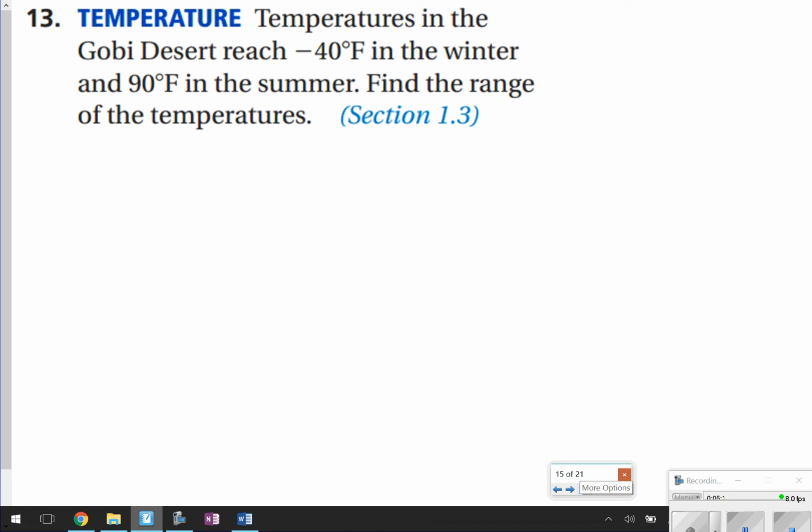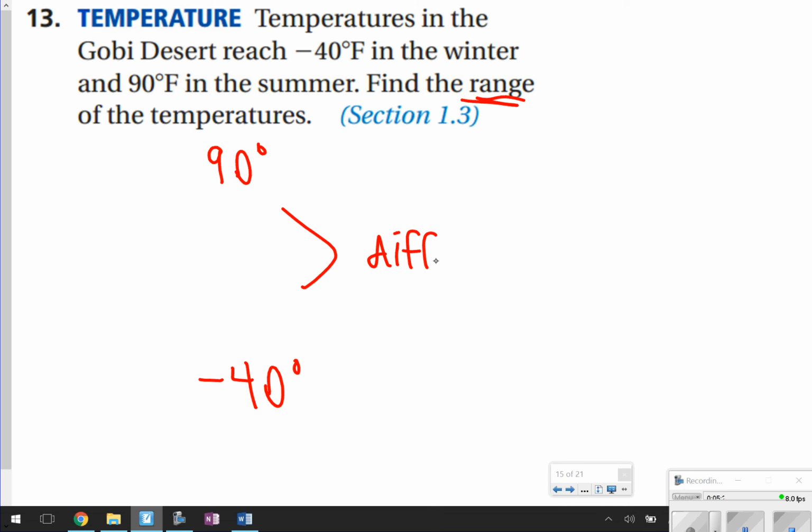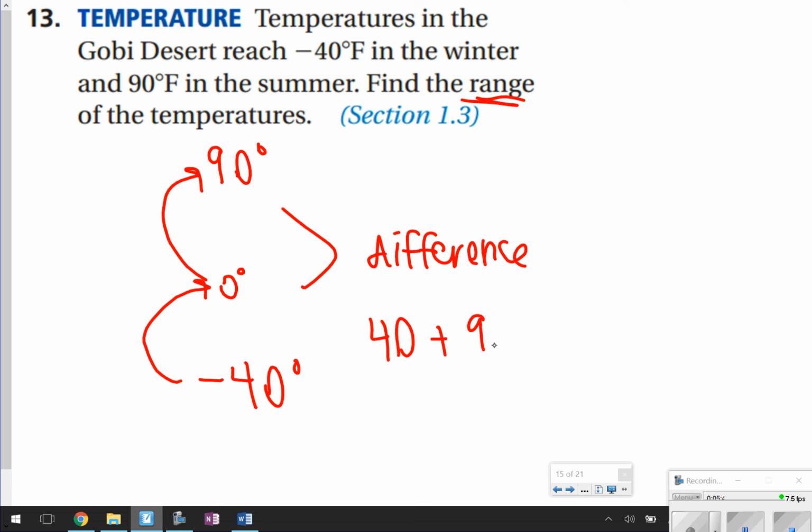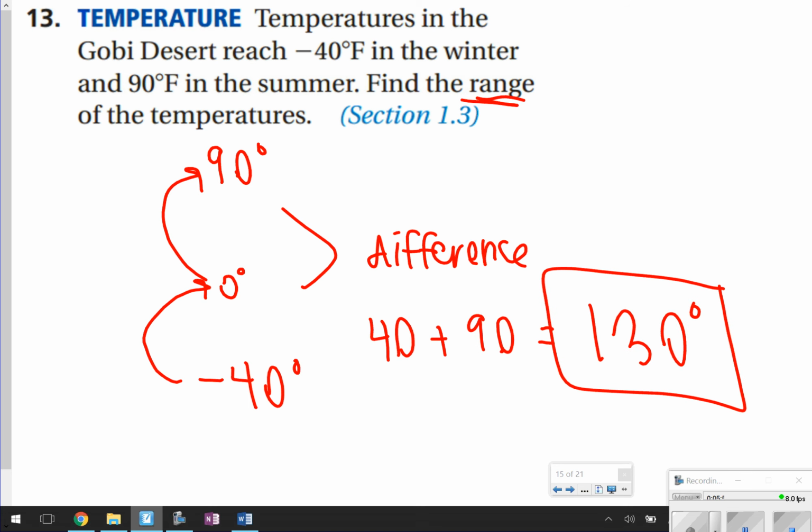The last one, number 13, says temperatures in the Gobi Desert reach negative 40 degrees in the winter and 90 degrees in the summer. The range is just the difference between the highest and the lowest. Okay, so think about it this way. To get back up to 0 degrees, it's going to take an additional 40 degrees. And then to get all the way up to 90, that's another 90 degrees. So when you add those together, you're essentially going to find your range, which is 130 degrees.